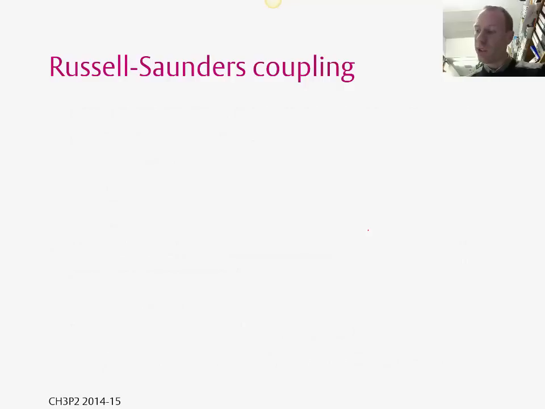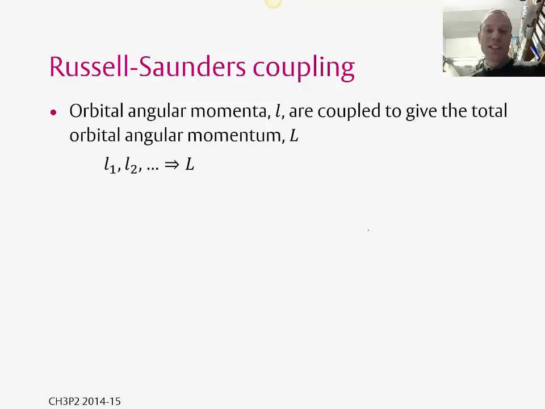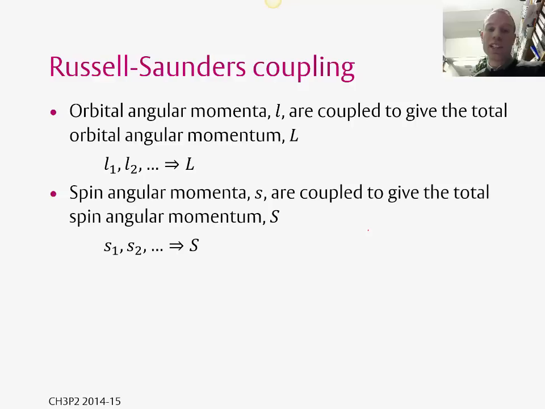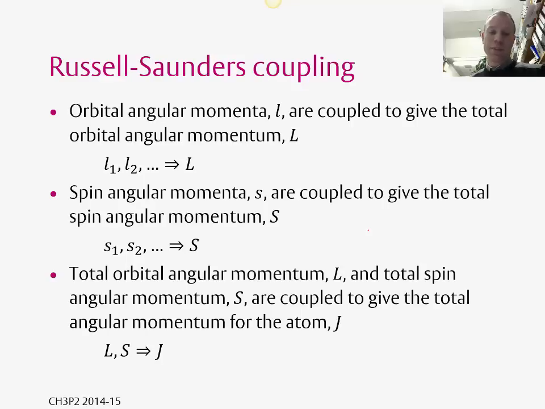What I am going to talk about in a bit more detail is Russell-Saunders coupling, so the LS coupling. In this coupling scheme, what we do is couple the orbital angular momenta, L, for all of the electrons to give our total orbital angular momentum, capital L. Then we can do the same with the spin angular momenta, little s, which we couple together to give the total spin angular momentum, capital S. And then we couple capital L and capital S together to give capital J, the total angular momentum for the atom. So you can see why Russell-Saunders coupling is also known as LS coupling, because this is what we couple together at the end.